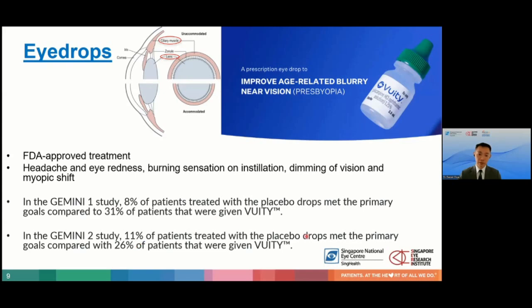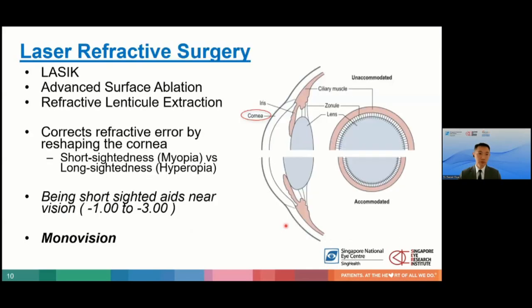And like I mentioned, although there is an increase in reading vision, they will generally experience some side effects, mainly headache and eye redness. And also some patients will experience a loss of distance vision. So moving on, laser refractive surgery.